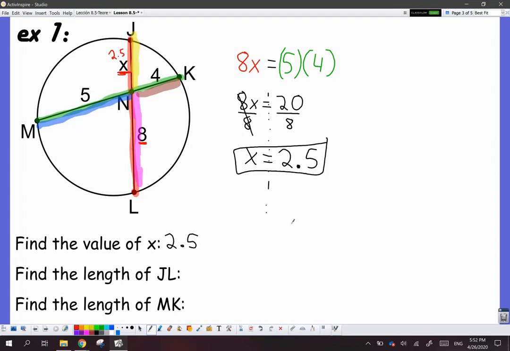So to find JL, I have 8 plus 2.5. And so if I add those two together, I get 10.5. So the length of JL here is 10.5 units. Now for MK, it's even better because I already have those two pieces. So I just add those together. 5 plus 4 is 9.